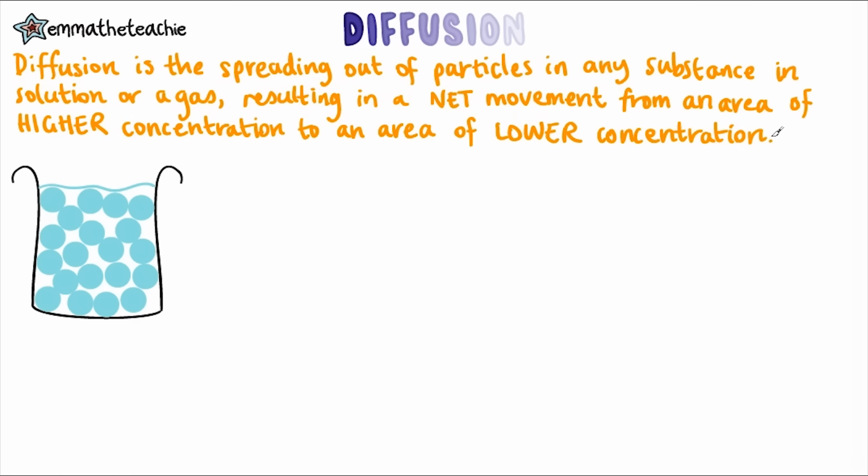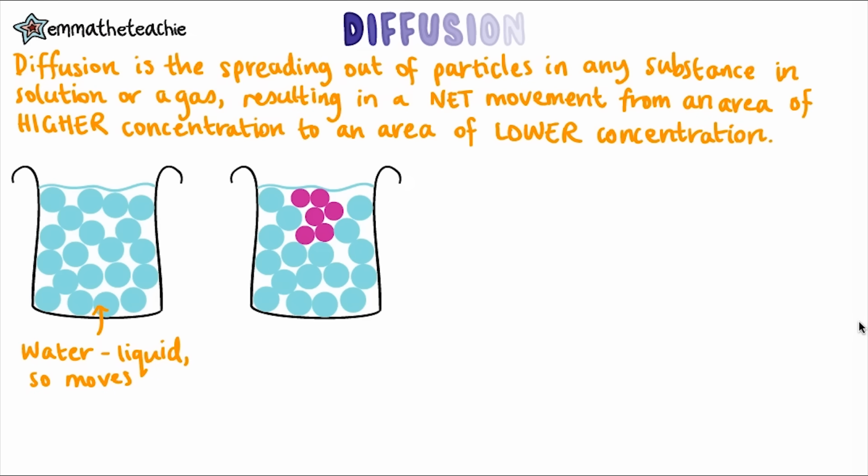Let's look at an example of diffusion. So here we've got a beaker of water. Water is a liquid, so its particles can move freely around. Now let's imagine that you drop some food colouring into it, like this. The food colouring is really concentrated in one place initially, so this area is a higher concentration. Everywhere else in the beaker is a lower concentration, since there's no food colouring there yet. So we can label it like this.